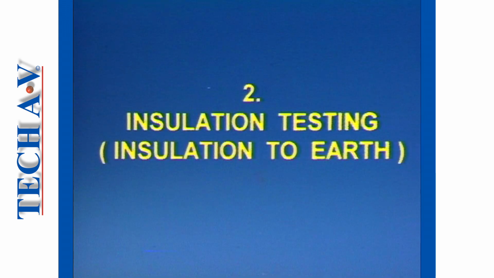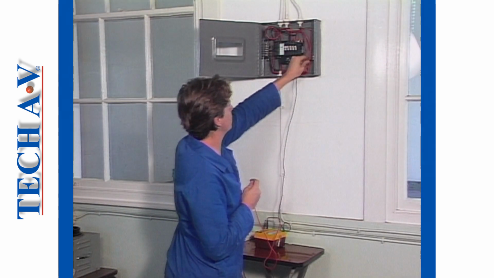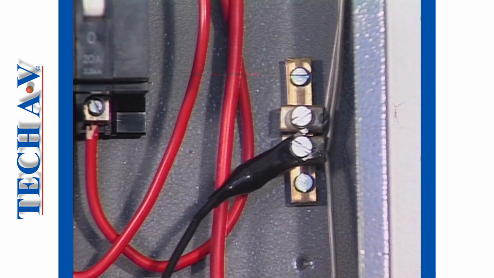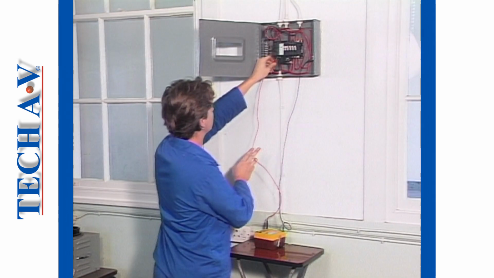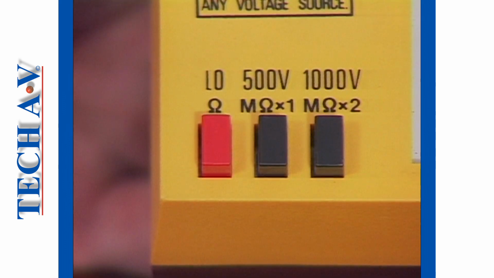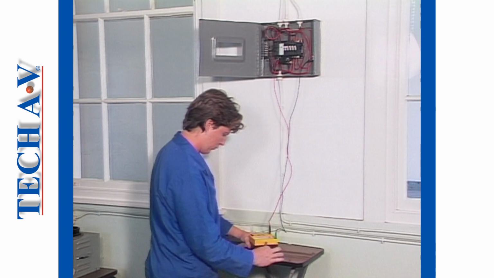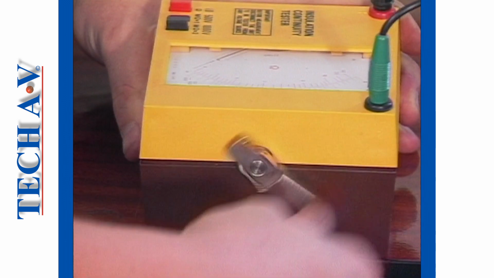Let's perform a typical insulation test, as normally conducted, on a new domestic circuit. The incoming line has been isolated and the main switch set to the off position. At the distribution board, we connect the common test lead to the earth block. The other test lead is connected to the neutral side of the main switch. Select a 500 volt meter range for a 220 volt circuit. Now perform a mega test and observe the reading.